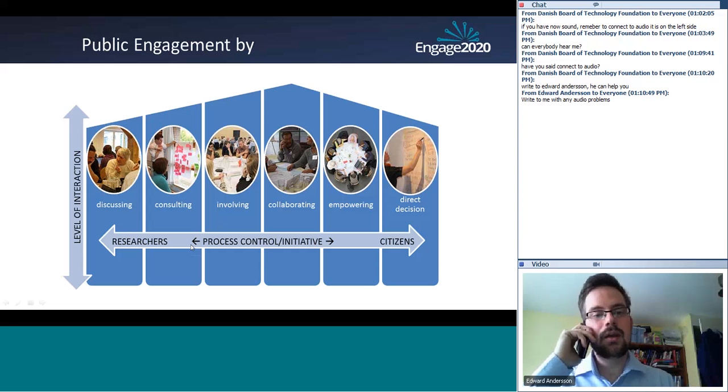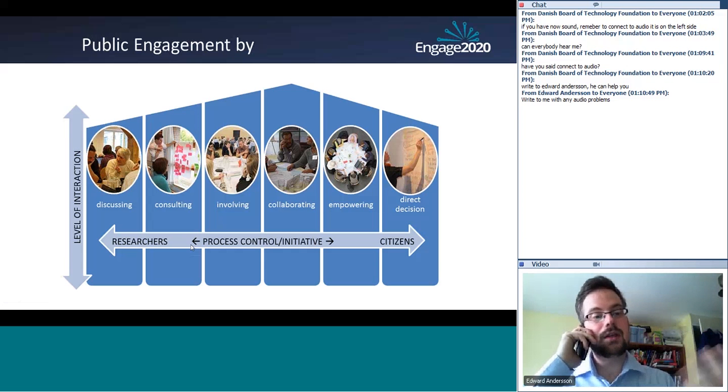This is a useful table by my colleague Henk Mulder, who's been very active in the project as part of the consortium. And I think this shows us a number of very important things, and that is that we can group participation along a scale from the very limited influence that participants have over the research and innovation, like discussing or consulting, all the way through involving, collaborating, empowering, and then direct decisions, where the public have more say over the final decision.